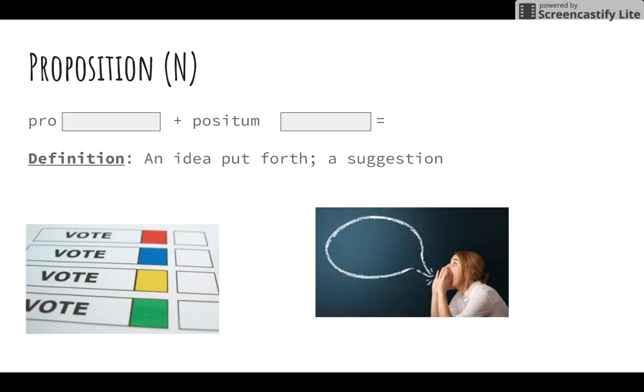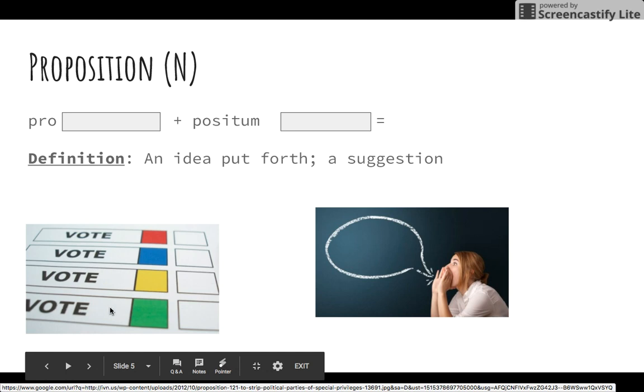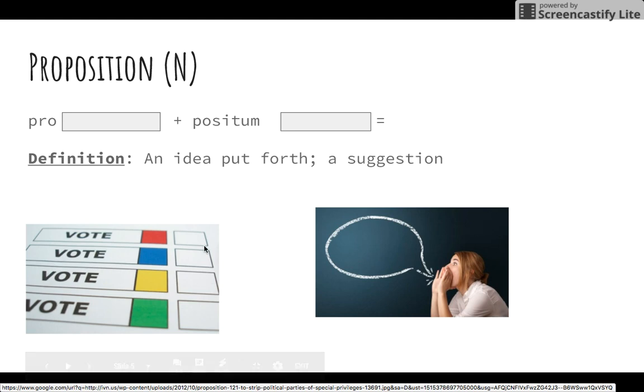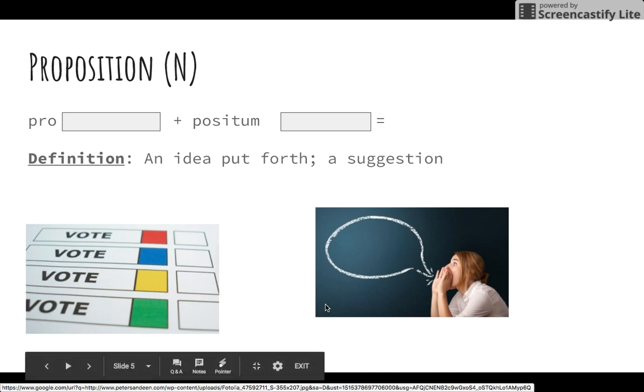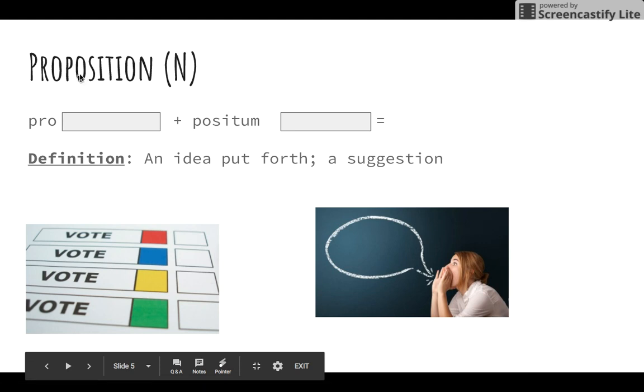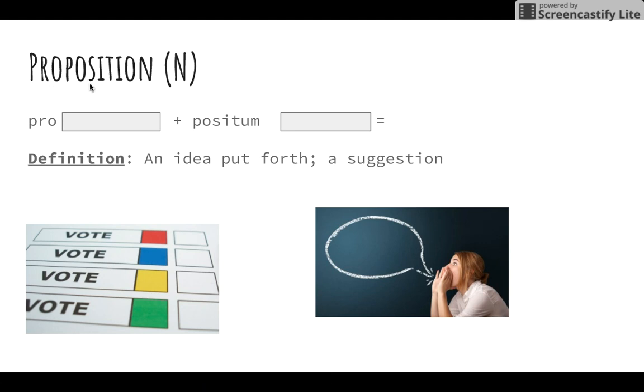Okay, the next one is proposition. Now, proposition is a noun. It means an idea that's put forth or a suggestion. So if I were to make a proposition, it means I'm putting forth an idea that I had. I'm trying to convince someone to do something that I want to do. So when you vote on something, people put forward propositions. Think of it as somebody speaking out about something. Similar words would be propose or proposal, right? So they come from the same root there.